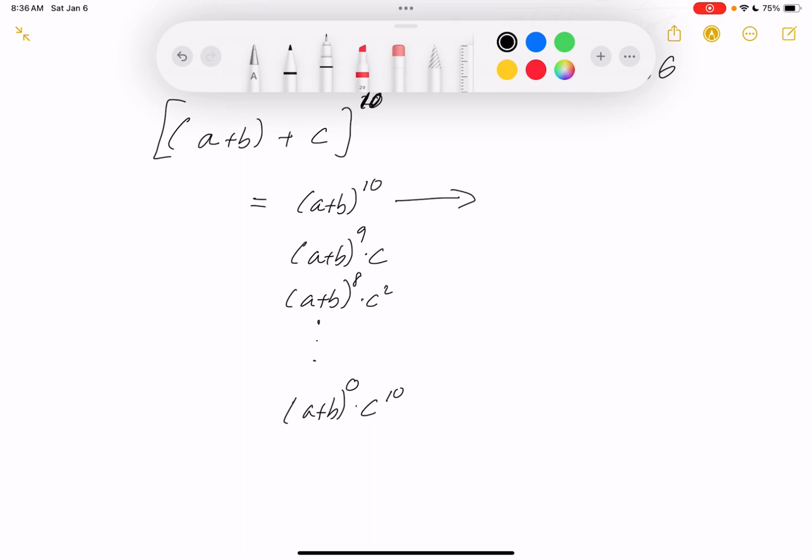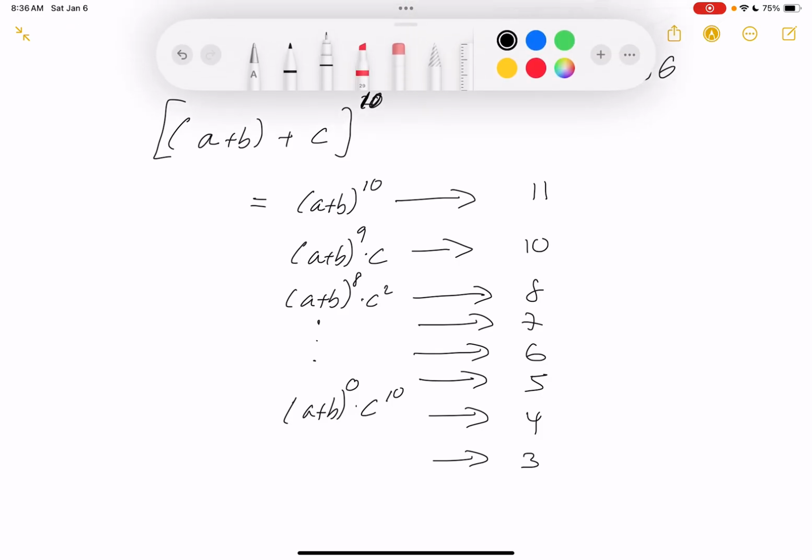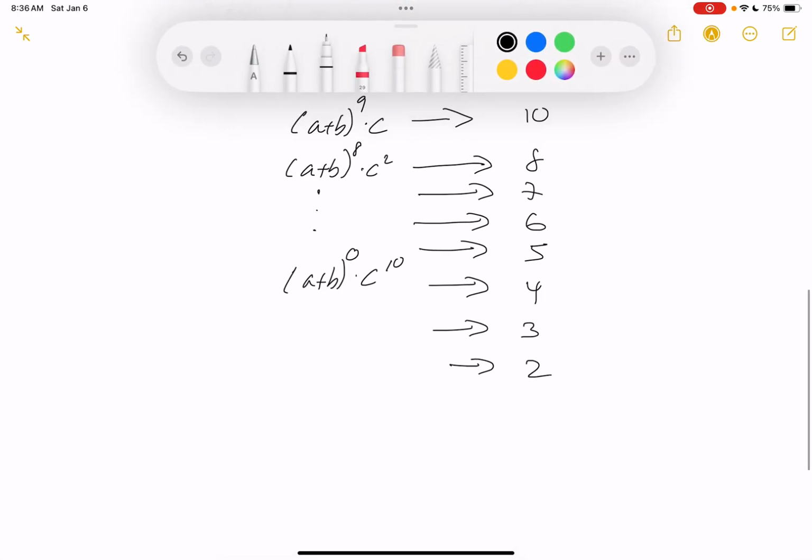Now, if you were to count the number of terms here, what would you get? 11 terms. If you count the number of terms over here, what would you get? There'd be 10 terms. Again, binomial expansions are much easier. Then you're going to get 9, then 8, then 7, then 6, then 5, then 4, then 3, then 2. Where's that coming from? That's coming from A plus B to the first power times C to the ninth. There'd be 2 terms there, by the way. The last one's going to give me 1.